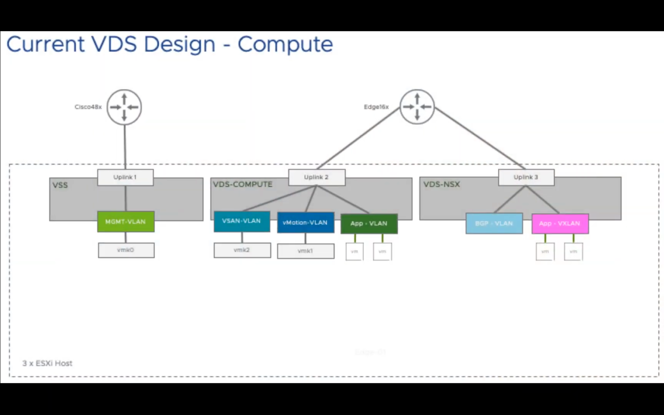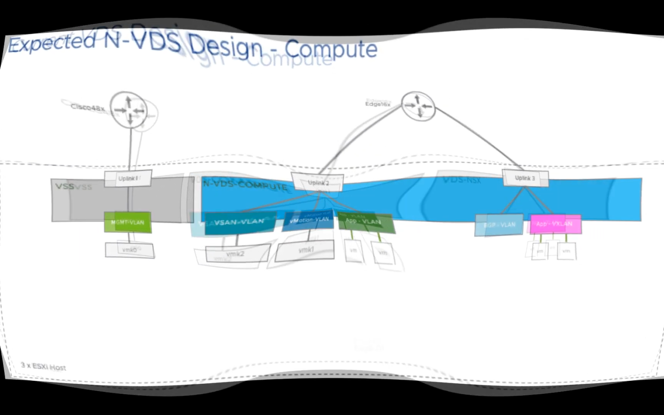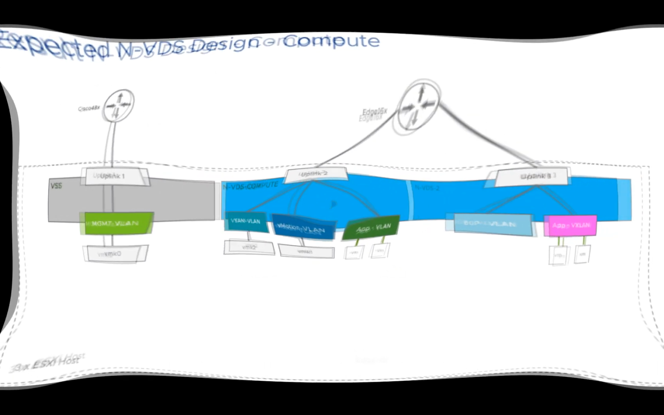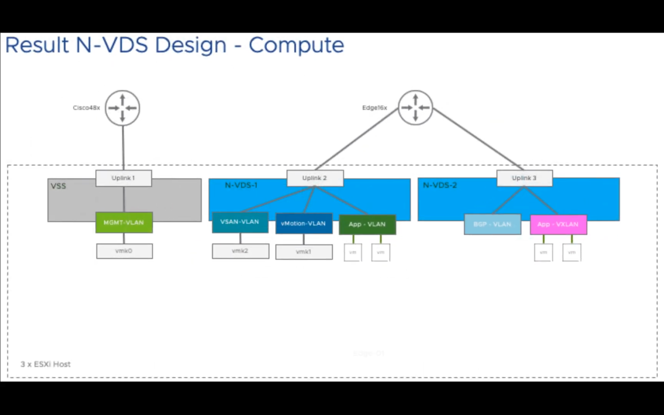Here you can see my current VDS design with 2 VDSs, and here you can see the expected NVDS design that I actually wanted to have, but that didn't work out. Here you can see my end result, where I ended up with 2 NVDSs. So let's start migrating my environment.